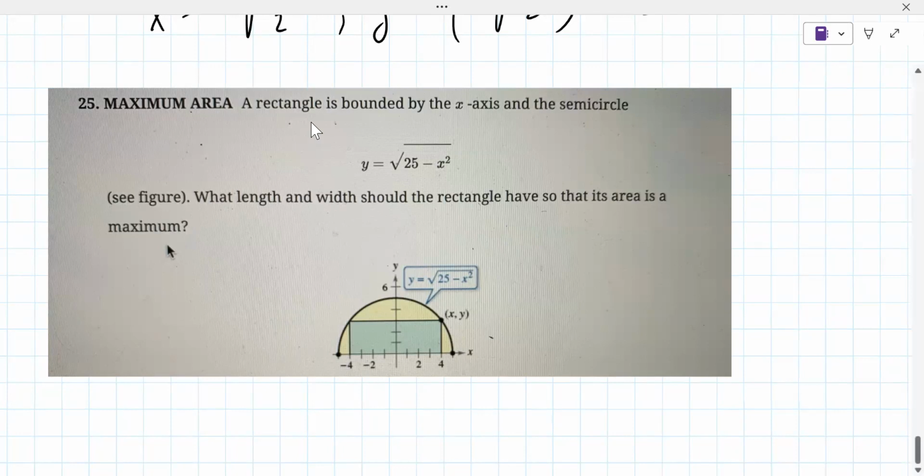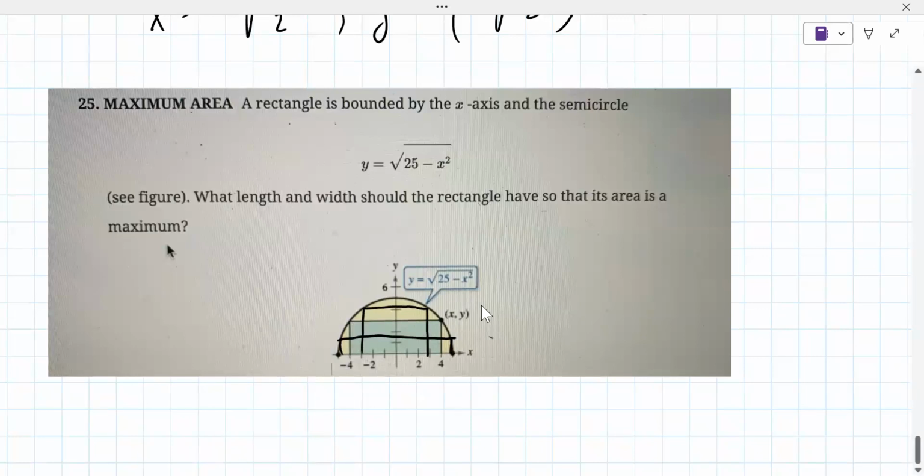Okay, so it says the rectangle is bounded in here, and what they're trying to show you is that this could also be a rectangle. Like there's a bunch of rectangles. There's even a thinner one, right? There's a bunch of these rectangles that you could have based on this.